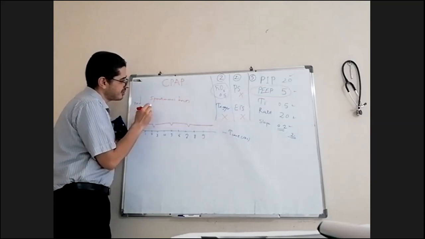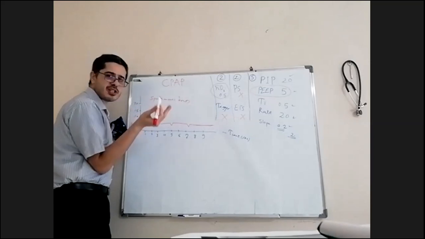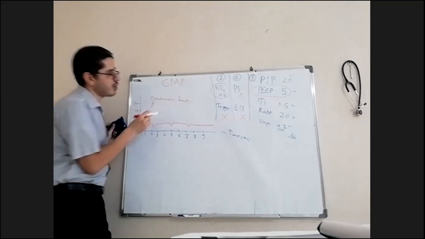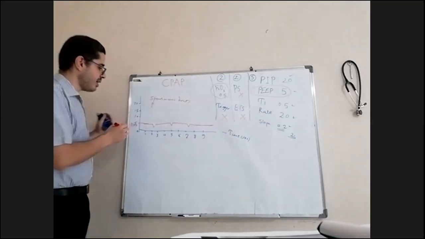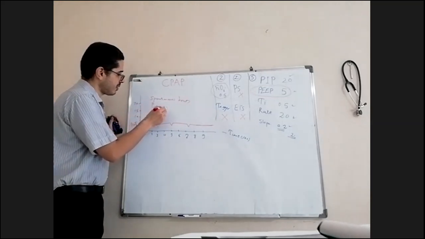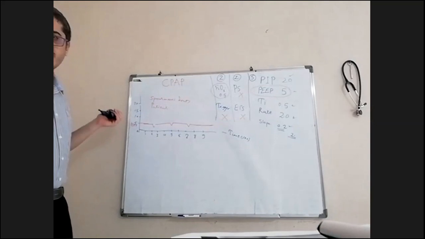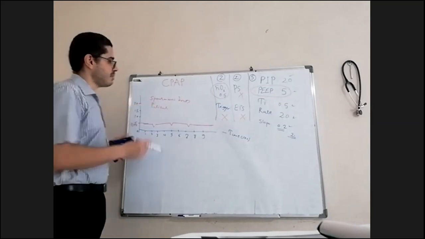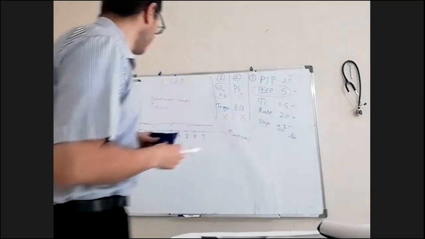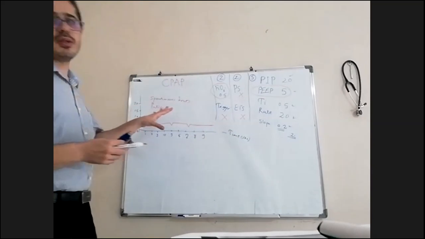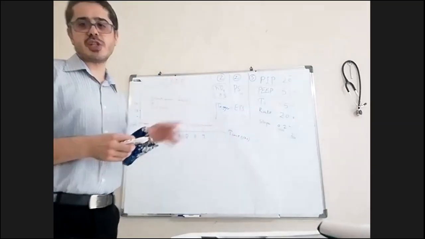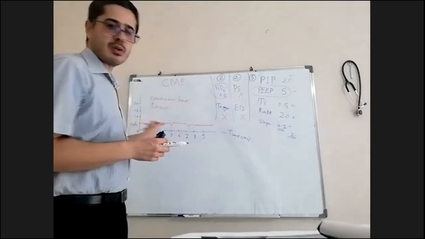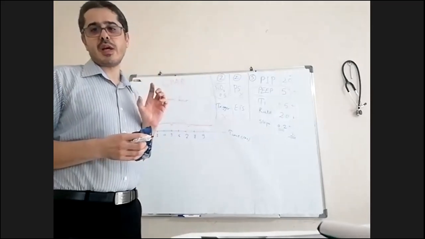What is the trigger? It is the patient, flow of patient. Patient trigger, flow or volume or pressure triggered by the patient. What is the cycle? Also by the patient, flow or pressure or volume cycle. So this is CPAP, continuous positive airway pressure. CPAP is very good for oxygenation. It is not for ventilation. It oxygenates the patient.